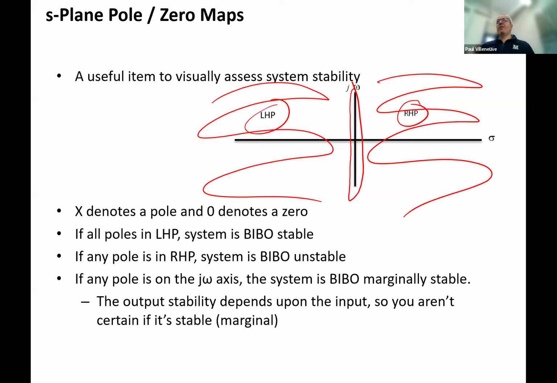Okay, Pat, do you have a question? It's just on the J omega axis, not like the J omega at 3 or 5? It has to be on the J omega axis, anywhere on the J omega axis. It doesn't have to be at 0. It can be plus or minus J3, plus or minus J5 million. Anywhere on the J omega axis makes it a marginally stable system.